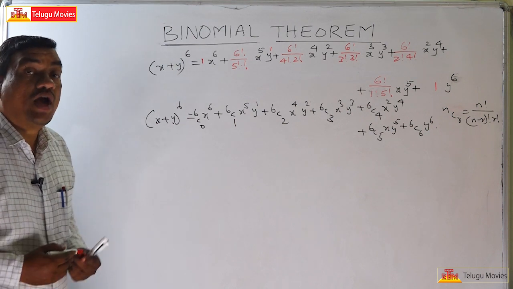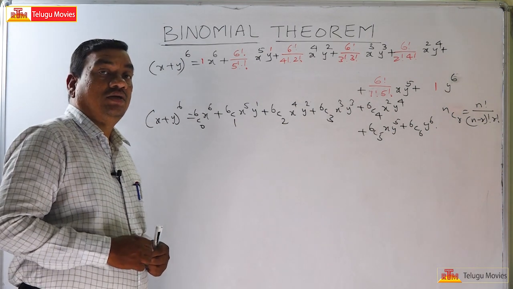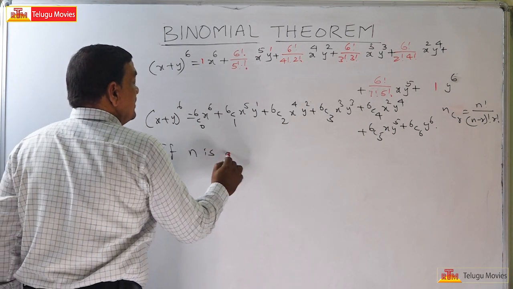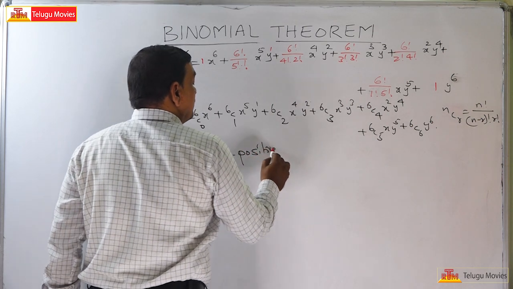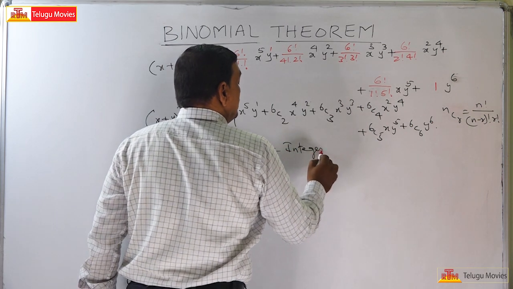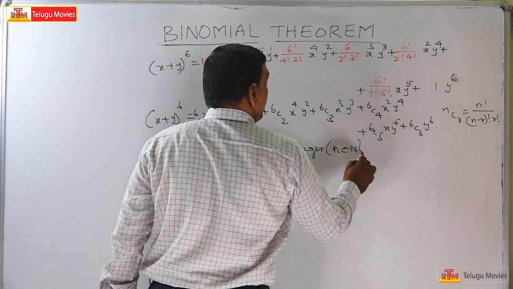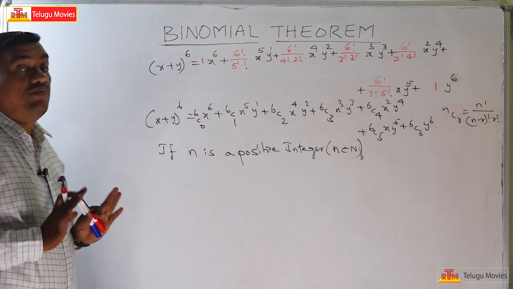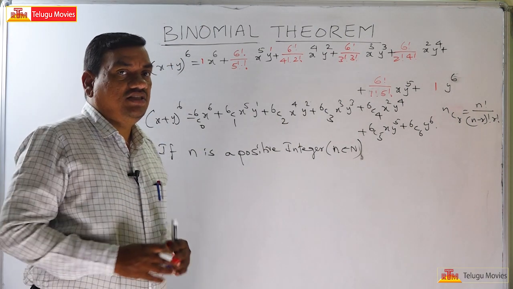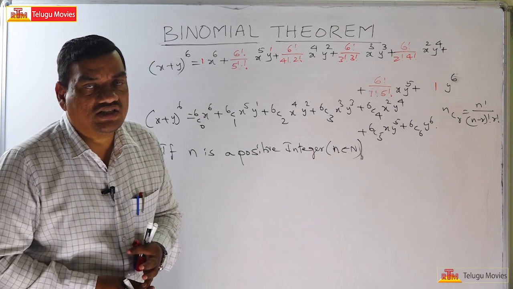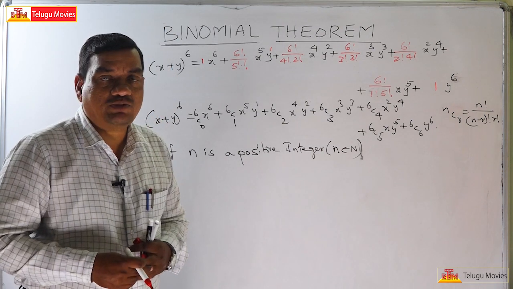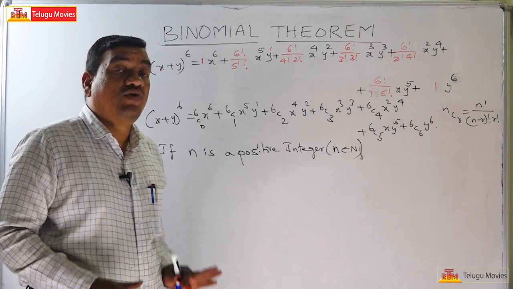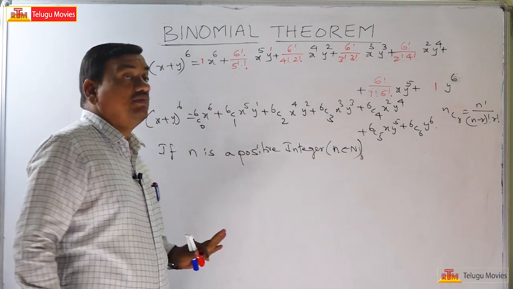Okay now, we are going to generalize this. That is, if n is a positive integer. See here, positive integer means n belongs to the set of natural numbers. So here for the power, I am taking positive integers only. Afterwards, if it is a negative integer, what is the expansion? If it is a rational number, what is the expansion? That we will see in a later class. So today our discussion is only with positive integers, that means natural numbers.